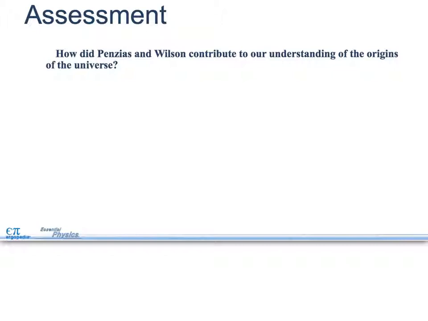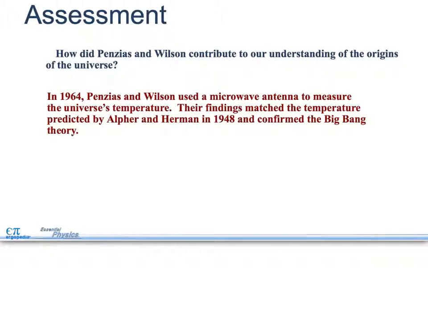How did Penzias and Wilson contribute to our knowledge of the origins of the universe? Hopefully we wrote this one down and we can look back at it. In 1964, Penzias and Wilson used a microwave antenna to measure the universe's temperature. Their findings matched the temperature predicted by Alpher and Herman in 1948 and confirmed the Big Bang theory. This was in that area where we looked at where they came up with the theory of the Big Bang, and we ended up with our galaxies theory. A lot more of this is explained in the book, which I'm always going to say, read the book.